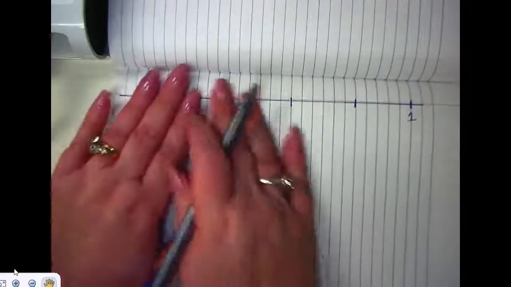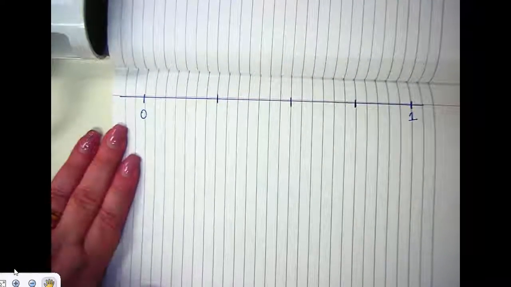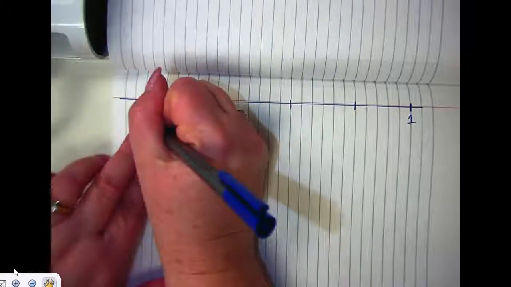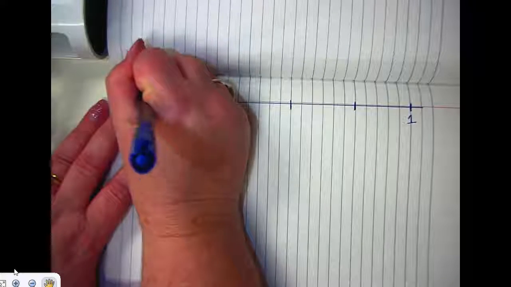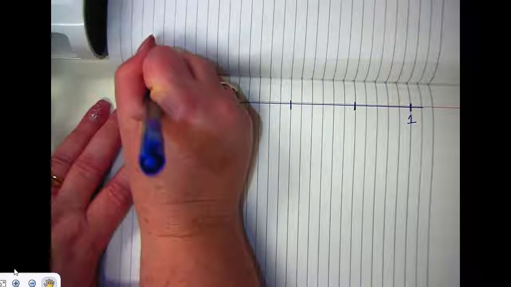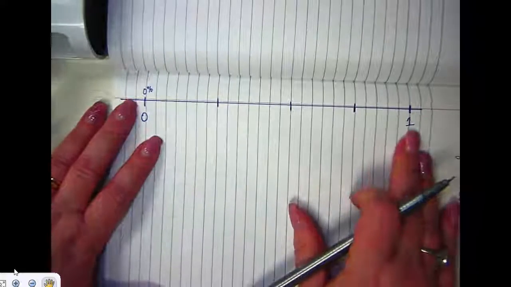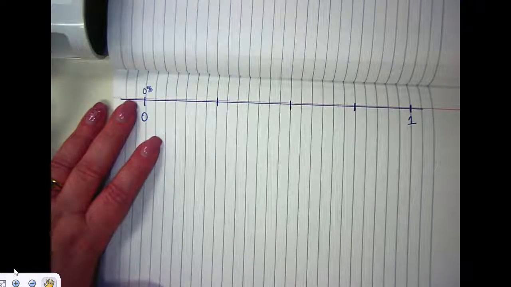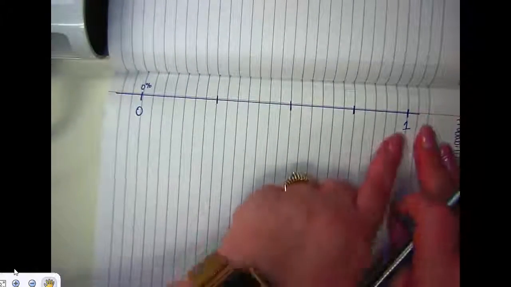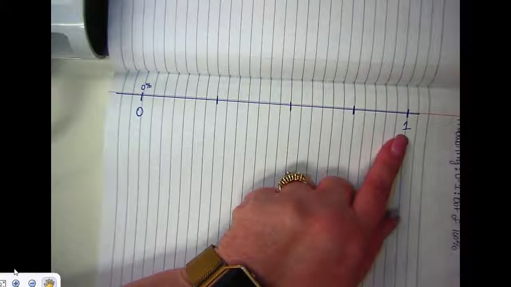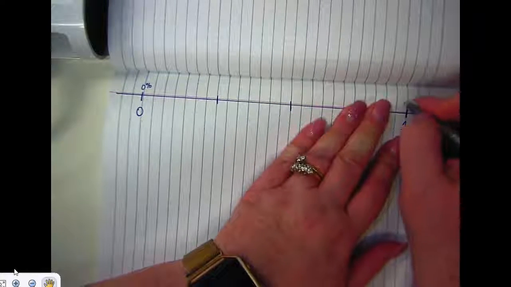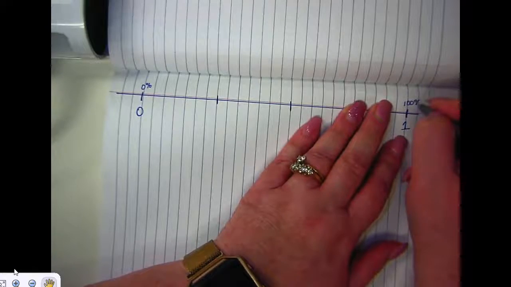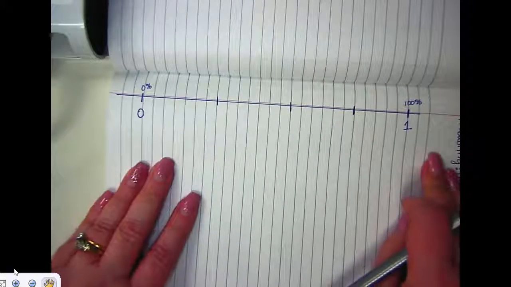Okay, so if we're talking about the probability that something will happen, if there's a 0 chance, that is 0%. It's not going to happen, right? If we say that it's a whole chance, that's 100% chance, and that means something is definitely going to happen. So from 0% to 100%.